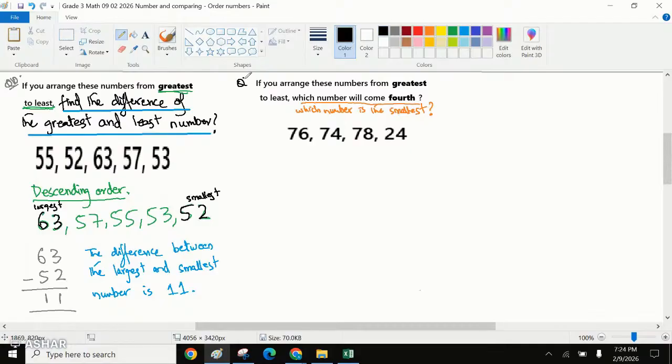So question number 11, that means descending order. The largest number is 78, then 76, 74, and 24, right? Yes, thank you, Job.